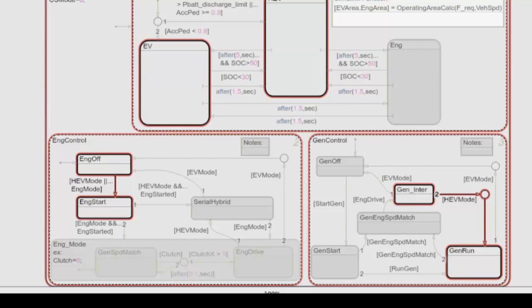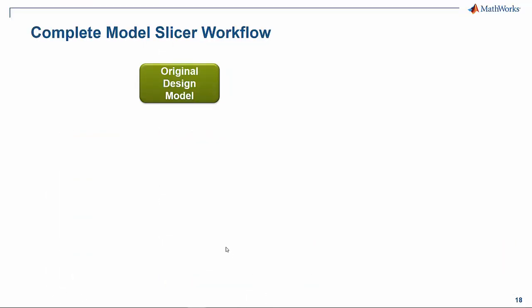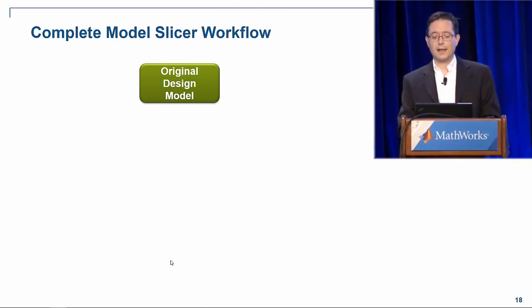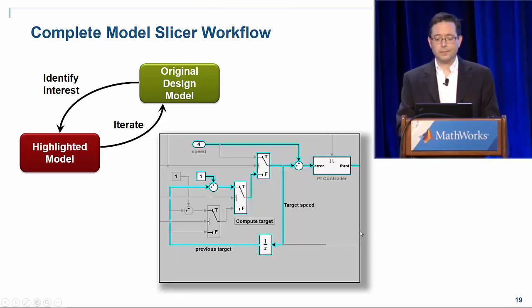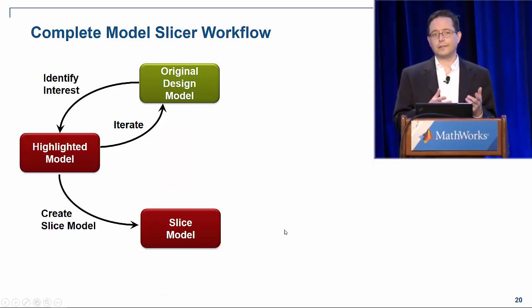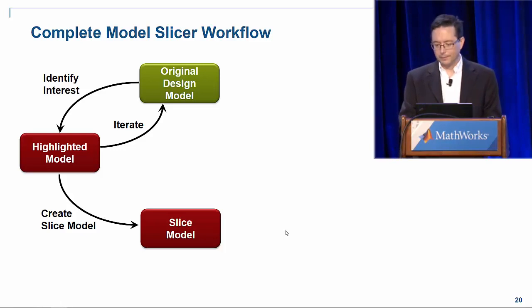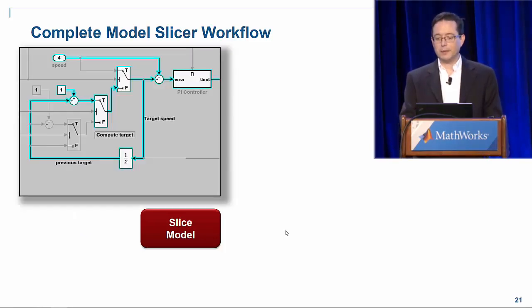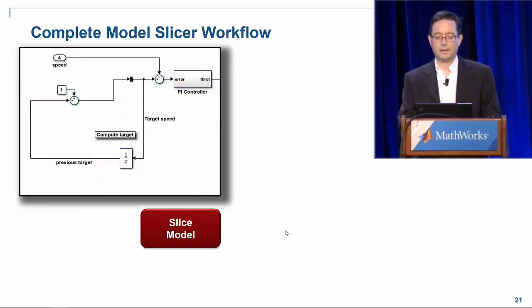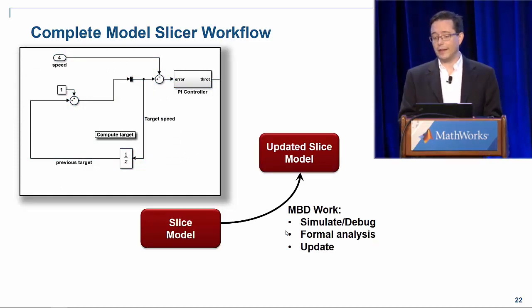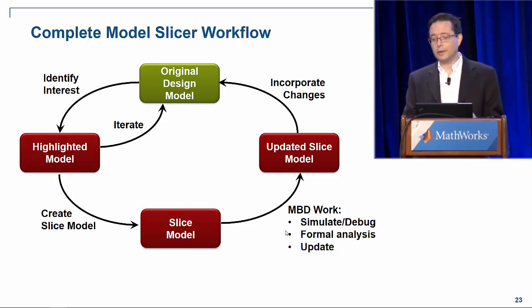So I've shown you how you can start with a complex design model and highlight areas of interest. Sometimes you need to capture that simplification in a separate model, and this is done by creating a slice model. Slice models eliminate unnecessary blocks and simplify model content. The resulting model is easier to understand and simpler to analyze and debug. The workflow is completed with navigational affordances that help you incorporate changes back into your original model.